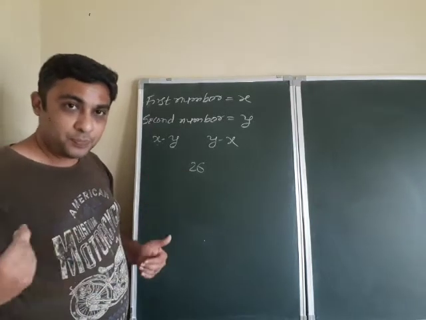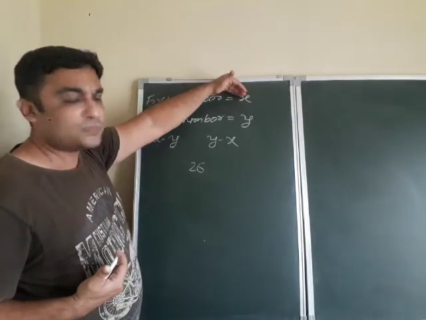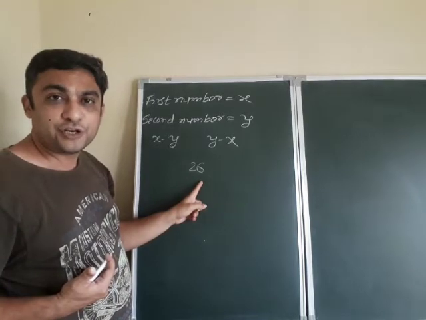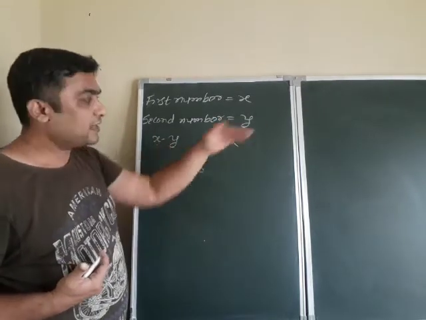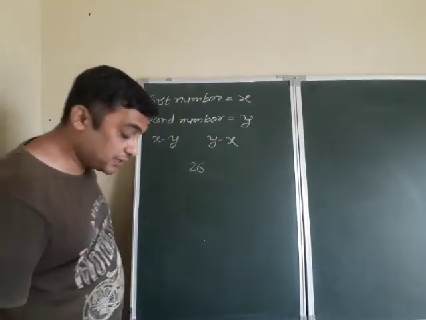So let me first read the complete data. If we find one number is greater than the other, then we keep the difference x minus y, because here the difference is given as positive. Am I right? You get the positive difference when you subtract the number from the higher one. So first read the complete data.